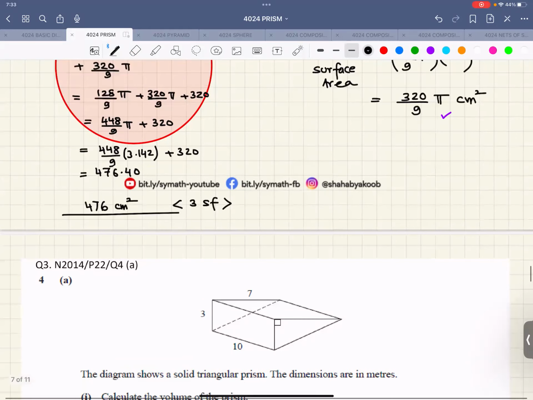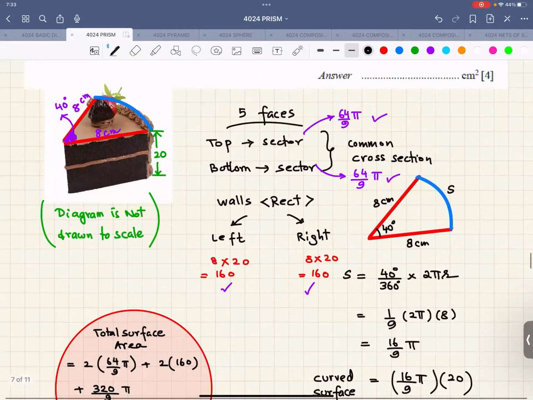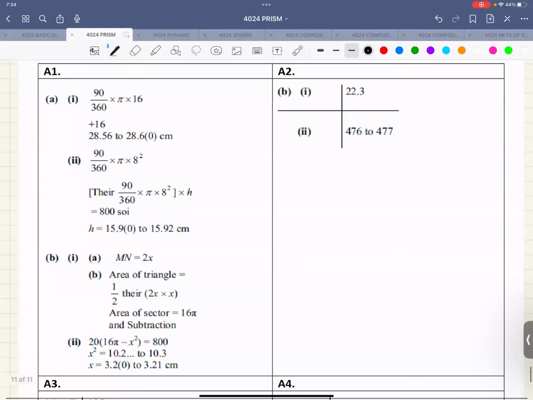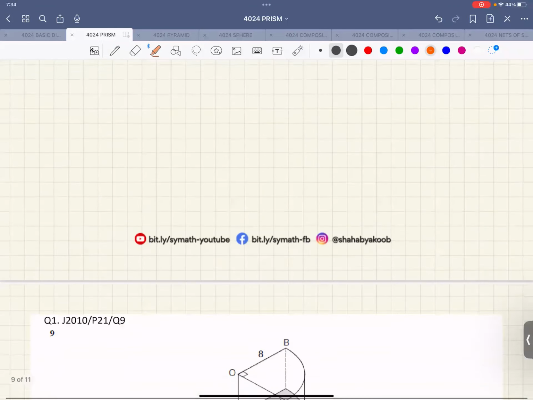So now let me go ahead and check this answer. This is question number 2. That is it. This is 476 to 477. Depending upon the rounding off, they are accepting both the answers as correct.